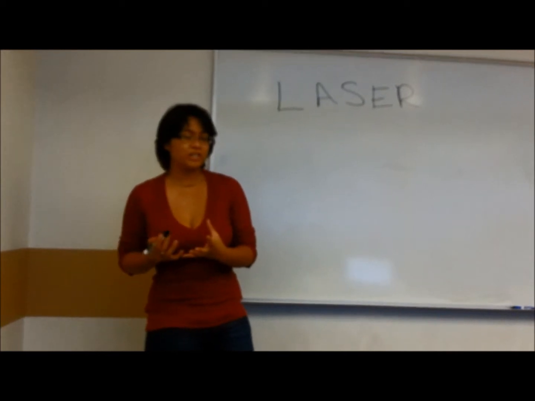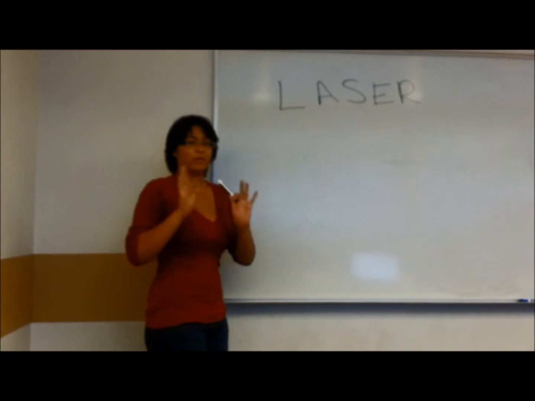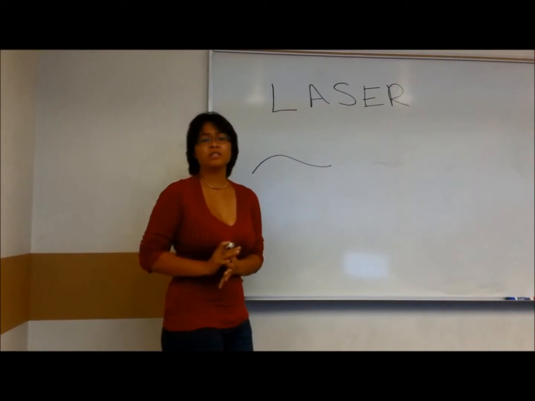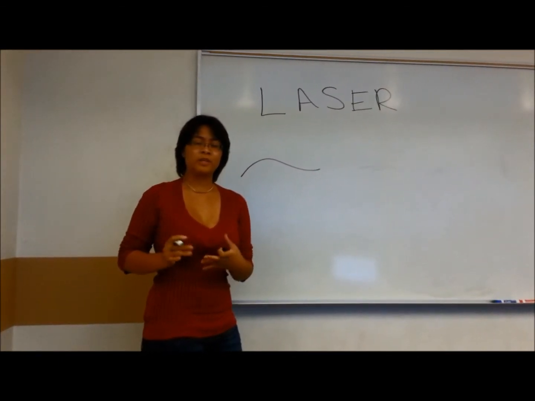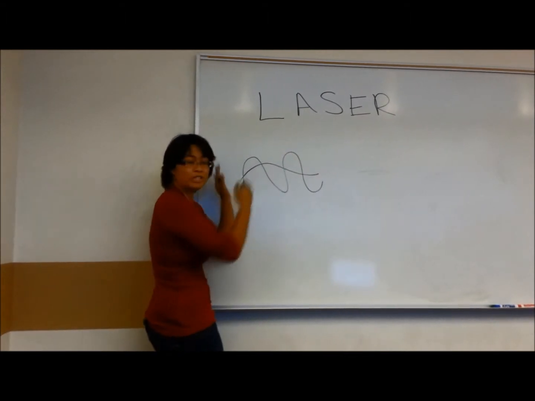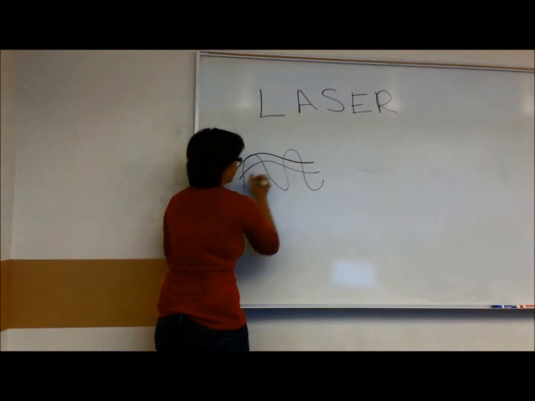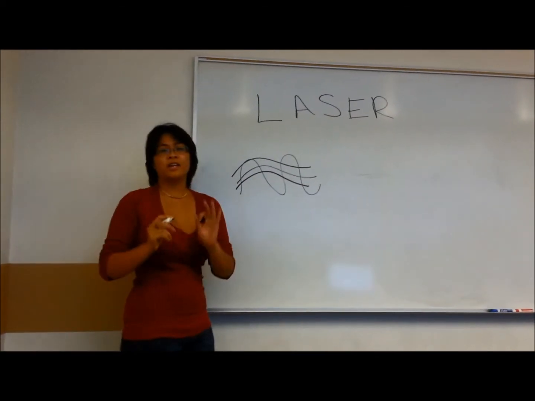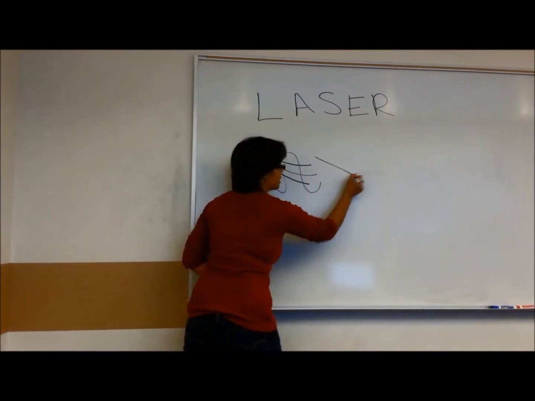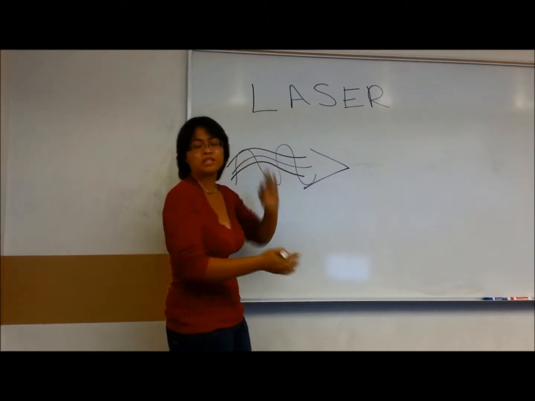So what are lasers? They are monochromatic, which means that they're only one wavelength. They are also coherent, which means they're all in phase. The wavelengths are all in phase, so they're not just going about wherever. They are parallel to each other. And they're also collimated, which means that they are highly focused into one point. They don't disperse as much as normal light.